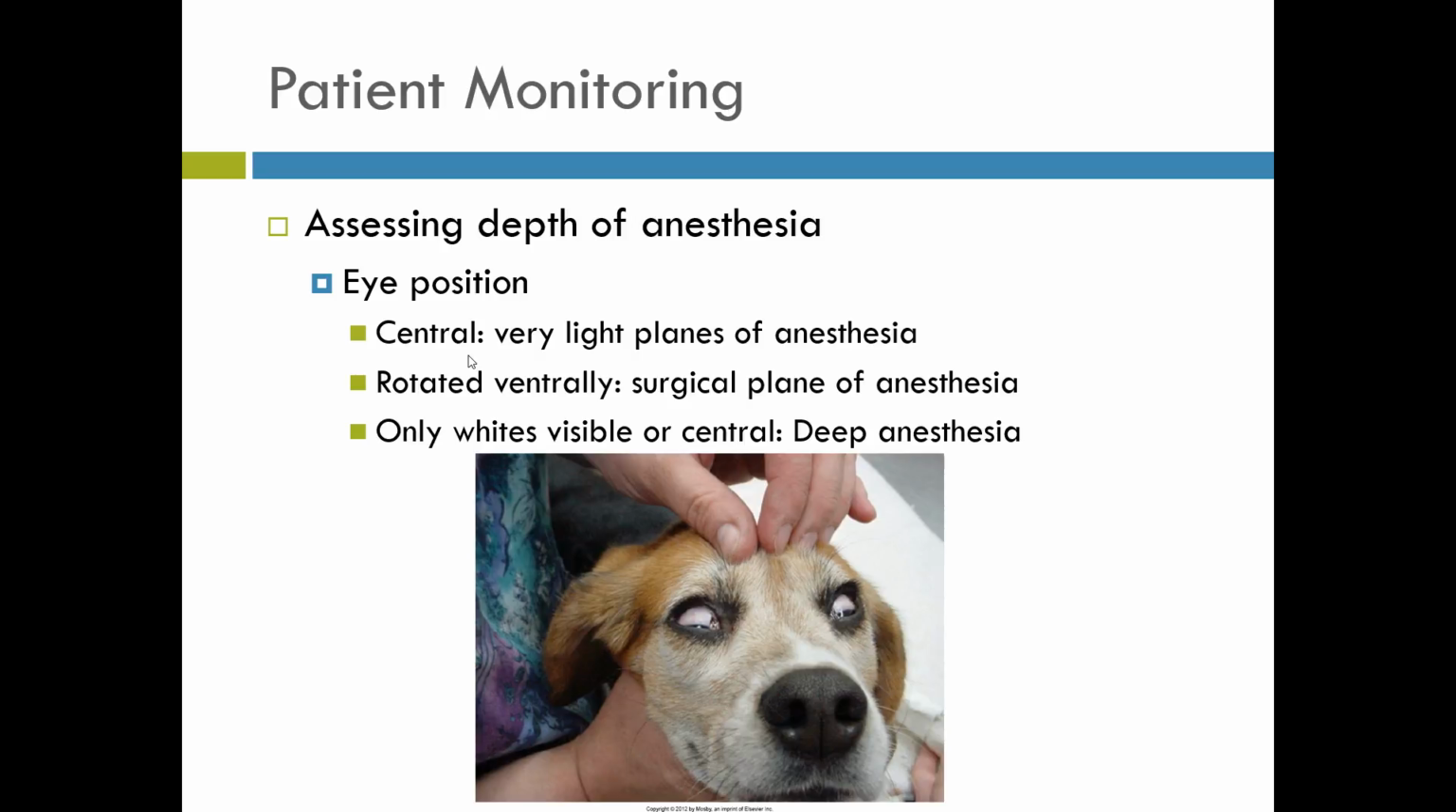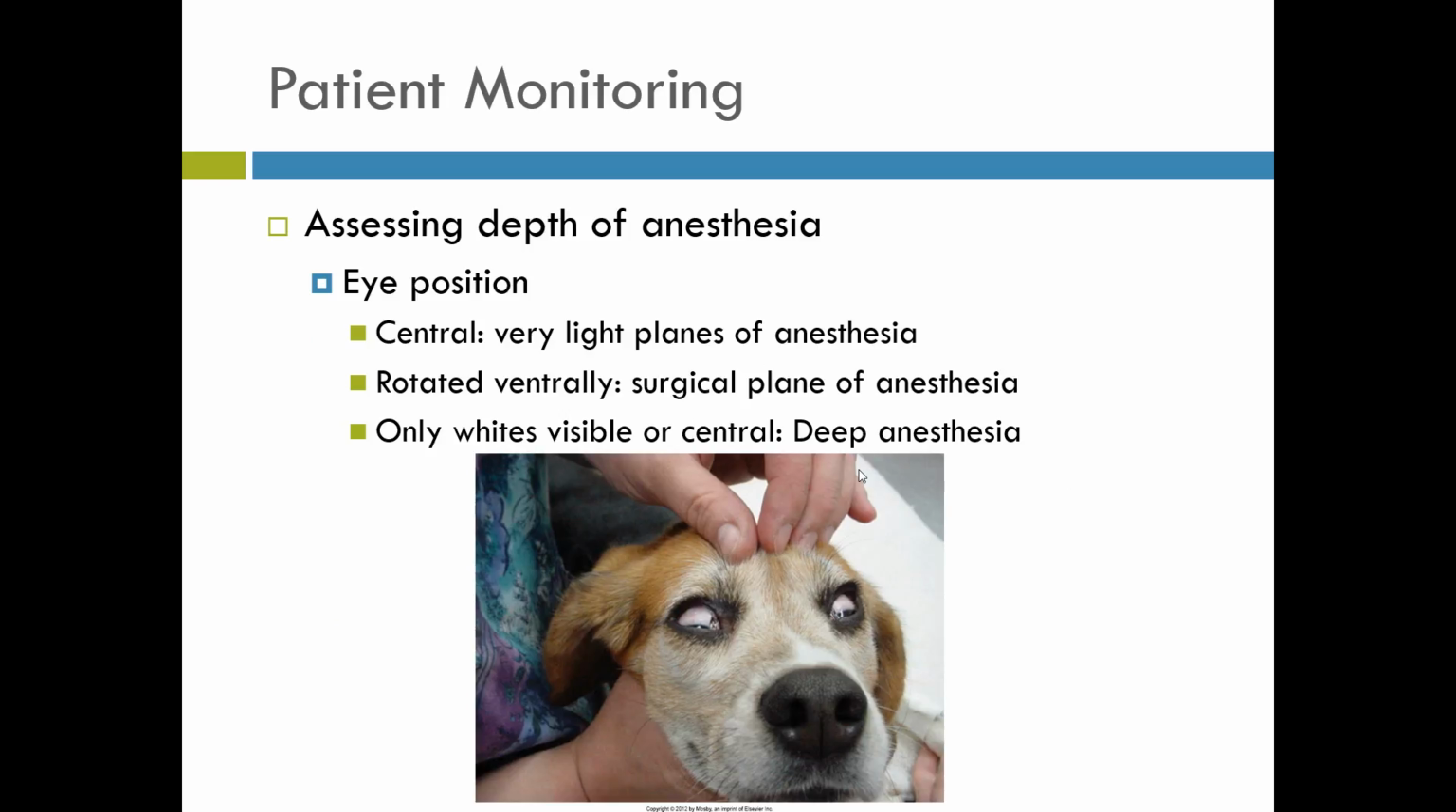How we assess depth of anesthesia: eye position. So central is very light planes of anesthesia. Rotated ventrally is a surgical plane of anesthesia. Only whites visible or central can mean deep anesthesia. So always be careful of that. That whites visible or central can mean one or two things, either light or too deep. So just be aware of that.